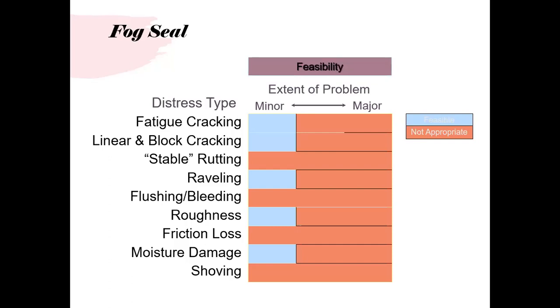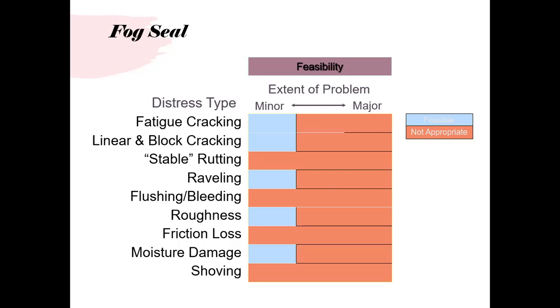Now, this is a very interesting diagram in which a number of distresses have been shown. The blue marker shows that it is feasible, and the red shows it is not appropriate to apply this fog seal for this type of distress. We start with fatigue cracking. For minor fatigue cracking, it's very good, but if the fatigue cracking is major, this is not recommended. This is the same with linear and block cracking, and you will not use it for rutting.